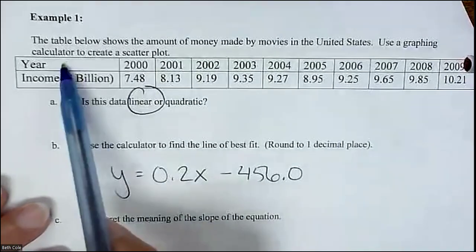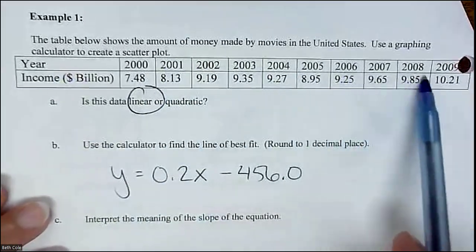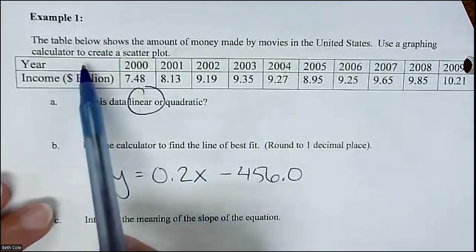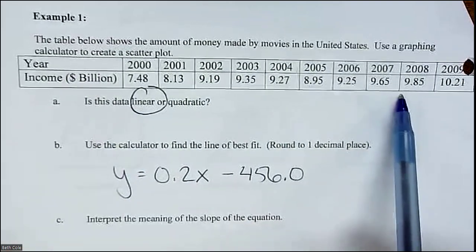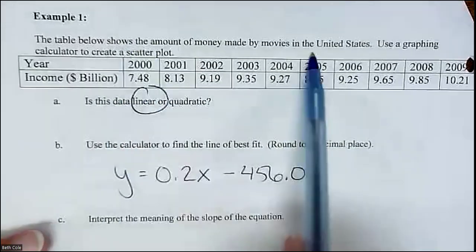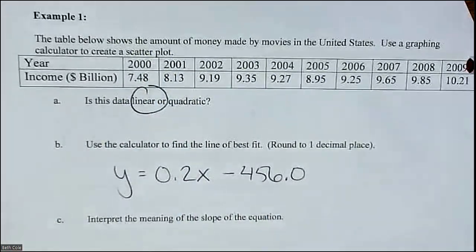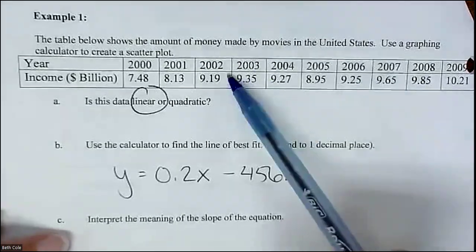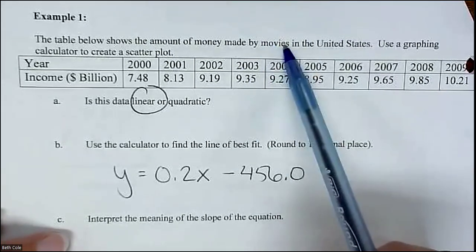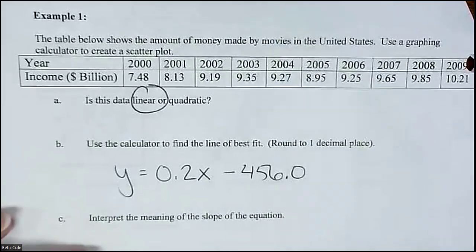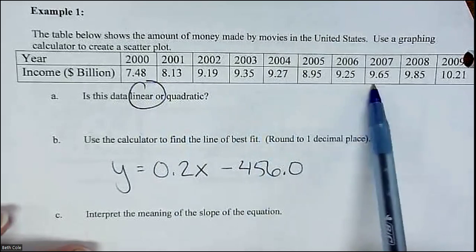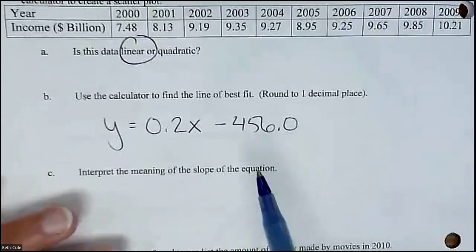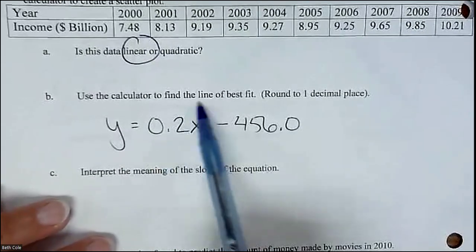So it says, as years go by, you see how years are going by, time and stuff? Income in billions. Now, this isn't like my money. I'm not a billionaire. It's money for what? Can you read? What is money made by who? United States. Movies. So like the movie industry. So what's happening to their income? It's getting bigger. And it's getting bigger by, do you see what your slope is?